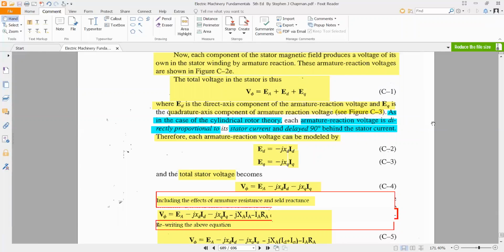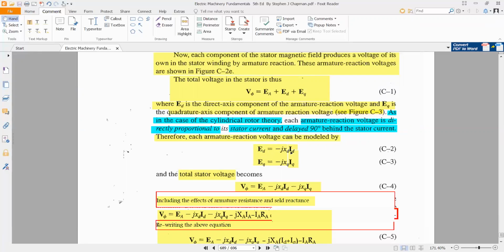So in the same way, for salient pole machines, each armature reaction voltage is directly proportional to its stator component of the current, and it is lagging behind its stator component of the current by 90 degrees. So this fact can be modeled by assuming that the voltage ED induced in the armature windings is produced due to a current ID, the direct axis current. The direct axis voltage drop, we can say, is represented by a current in the stator winding, which is termed as direct axis current, and this drop is taking place across some reactance, which is termed as XD.